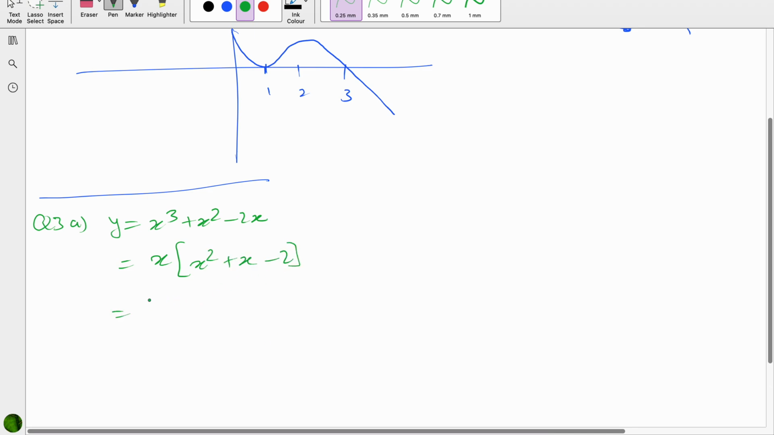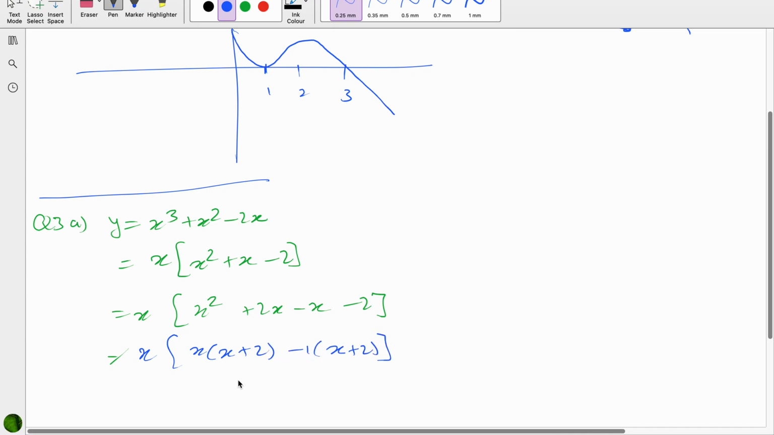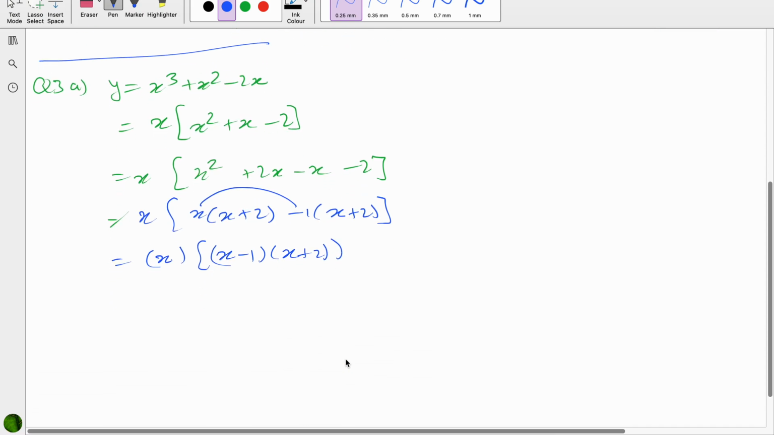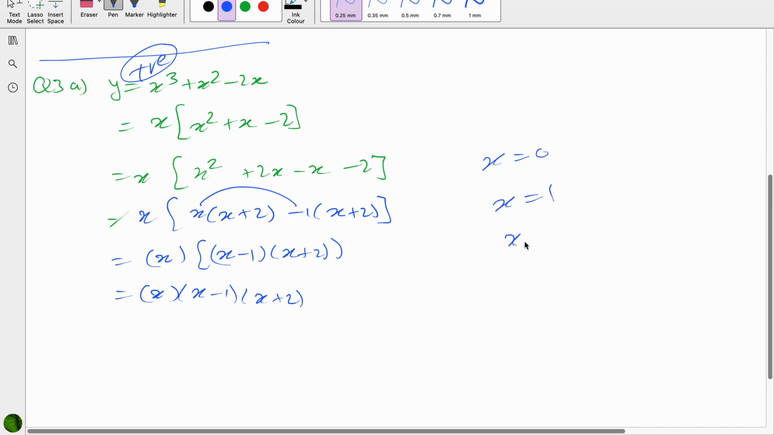Now we go for middle term breaking. So x square plus 2x minus x minus 2. Sorry, that was x, and x square inside the bracket. Taking out x as common, x plus 2, minus 1 as common, x plus 2. X is outside, then we make these pairs, x minus 1 into x plus 2. So once factorized, this is x, x minus 1, x plus 2, and I can clearly see that it is positive x cube, and the factors are 0, 1 and minus 2.